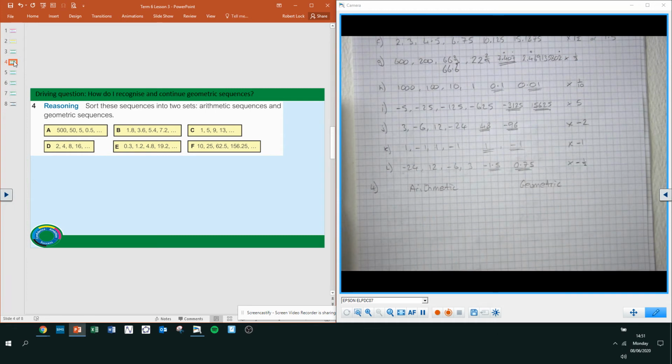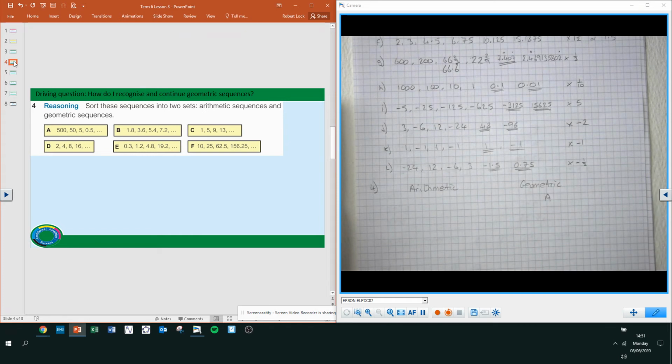Arithmetic is something adding to it. Geometric is timesing by it, something going up. Let's look at A. A is 500, 50, 5, 0.5. Is it coming down uniformly? No. 500 to 50 is 450. Take 450 off 50 is not 5. So it'll be a geometric sequence. A.